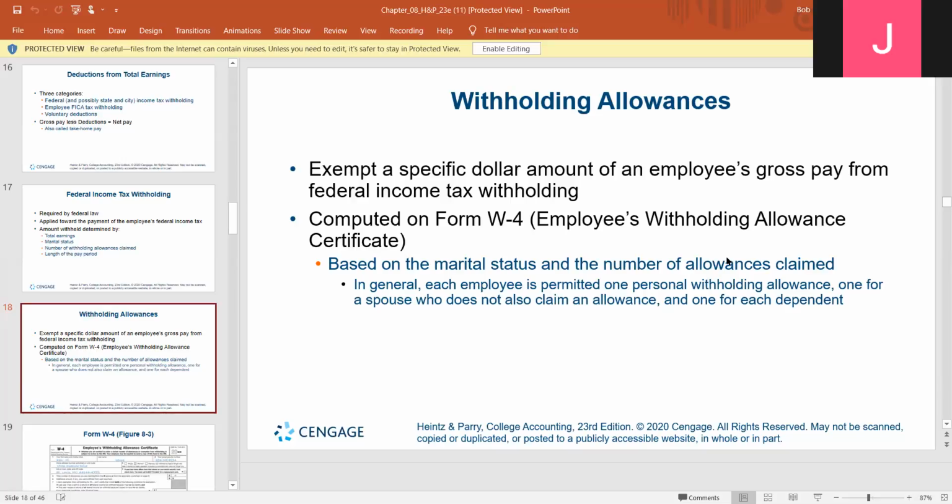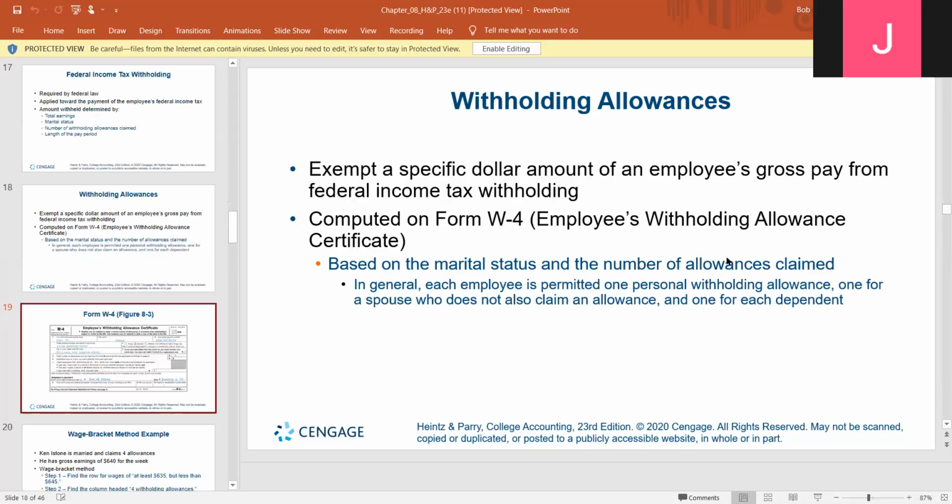This is not a hard and fast form. If you are Jonathan and you have no children, but you don't want them to take too much taxes out of your paycheck, you can say, I'm Jonathan claiming 10 exemptions. They'll let you do it. The problem is, though, at the end of the year, you're going to owe the government a big number, and they'll come after you and make you go back to what you should be in terms of withholdings.